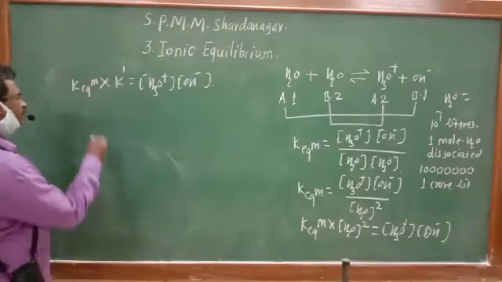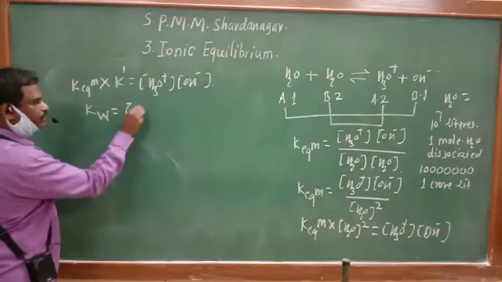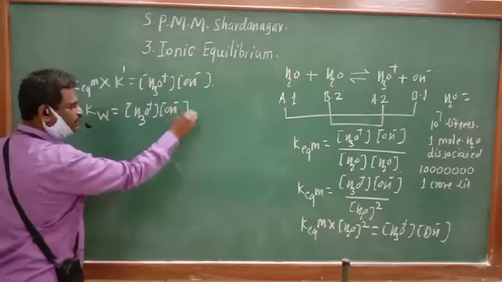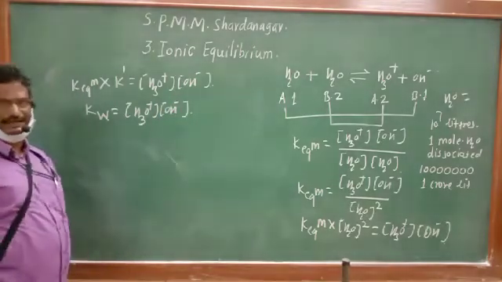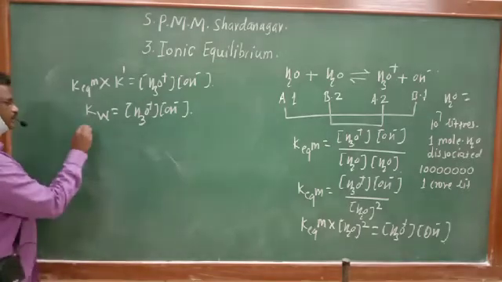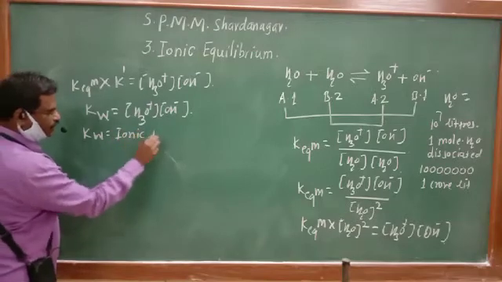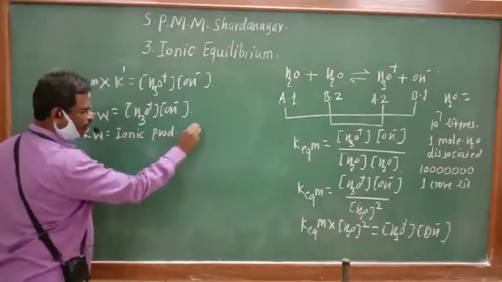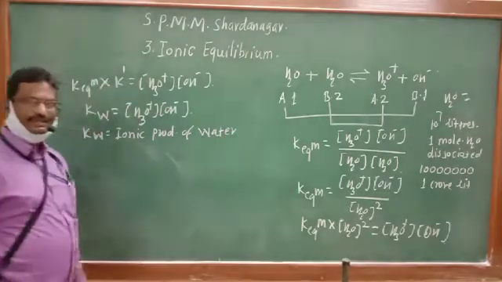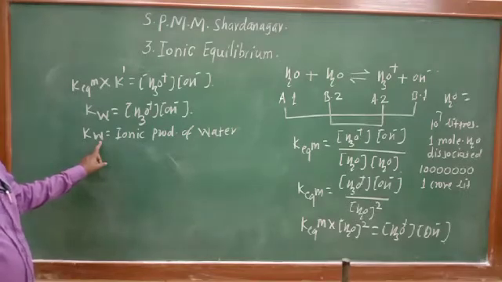Their multiplication is also constant, and that is known as Kw, which will be equal to concentration of hydronium ion into concentration of OH minus ion. And this Kw is known as the ionic product of water constant. It is the ionic product of water constant.